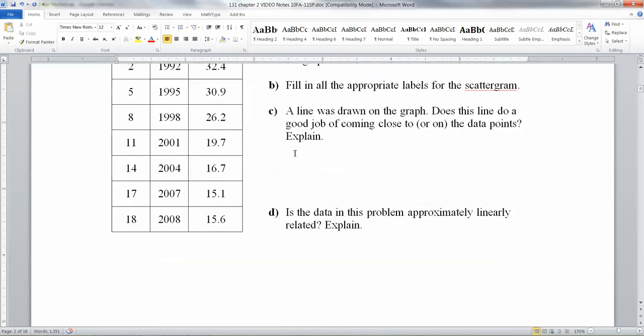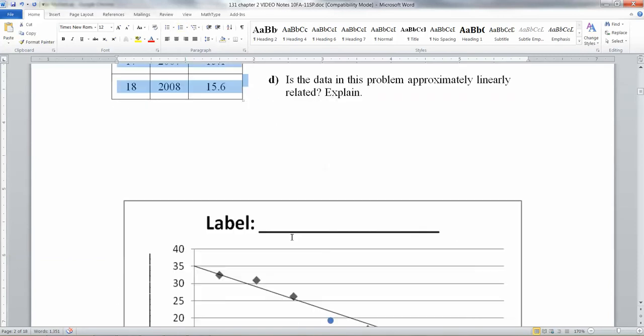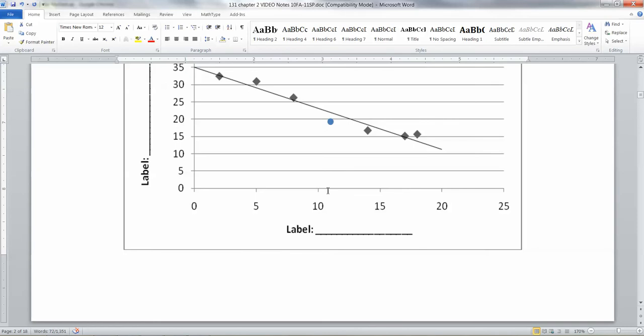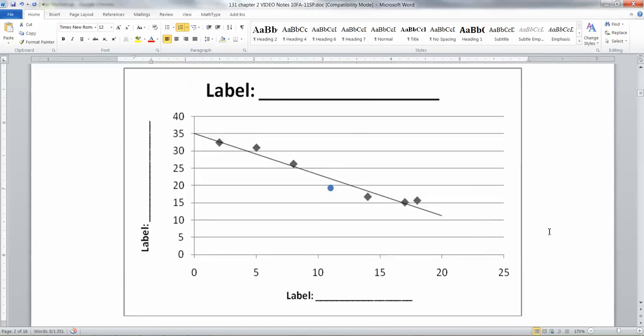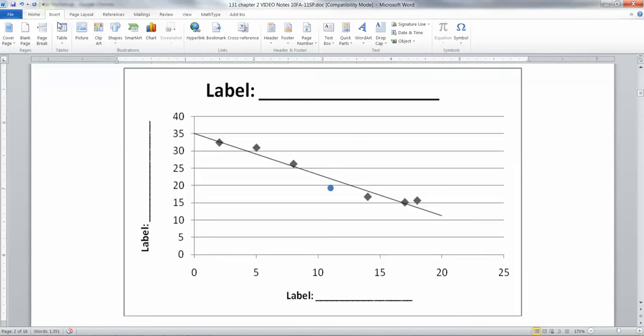Okay. So how did I know the 11 was the one that I needed? Well, because that x-axis down there, that's not the year. It's the year since 1990. As a matter of fact, that's what I need to label next. So we put in the missing point. We also need to fill in all the appropriate labels. So let's insert some, shall we?